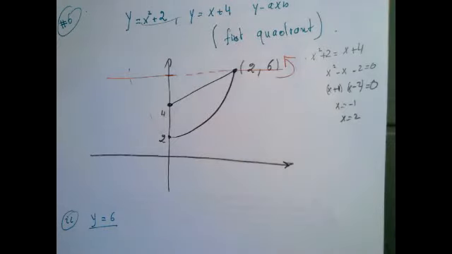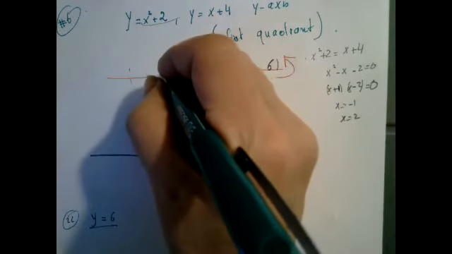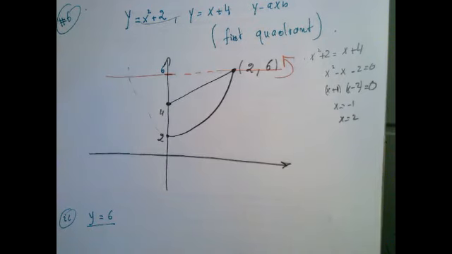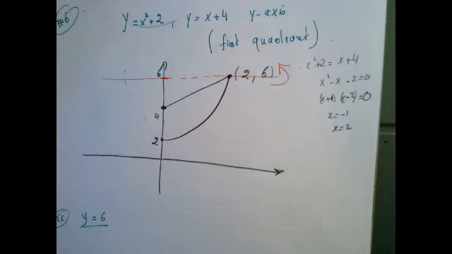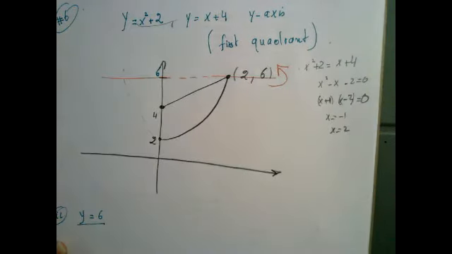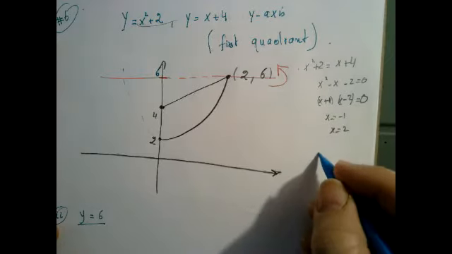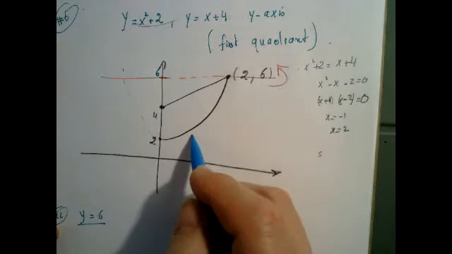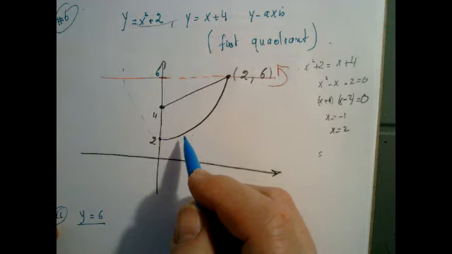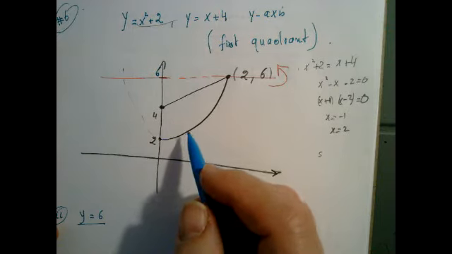Now I'll ask you, what do you want to use? The shell method, which means parallel to the axis of rotation, or the washer method, which means perpendicular. I will tell you what's the problem with the shell. Shell means parallel to the axis of rotation. If I take the shell method, what do you think is going to be the problem?